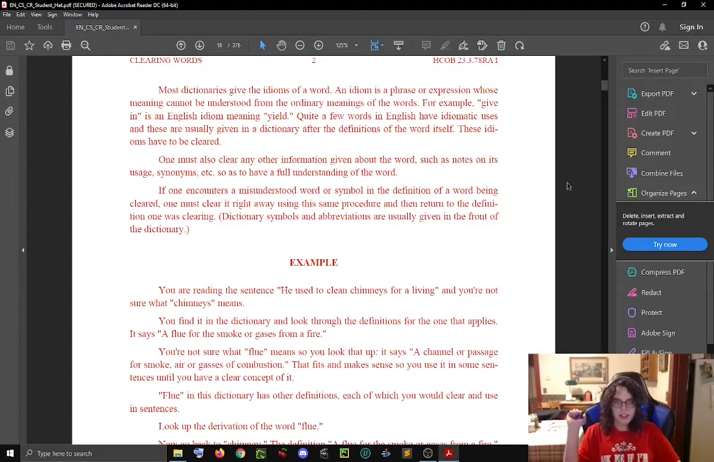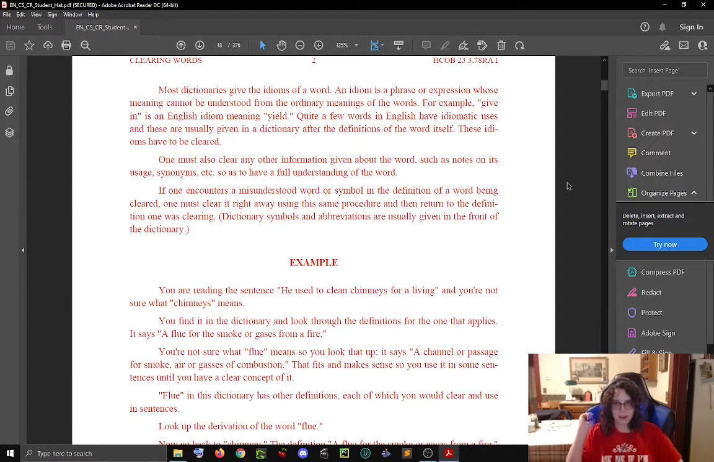Most dictionaries give the idioms of a word. An idiom is a phrase or expression whose meaning cannot be understood from the ordinary meanings of the words. For example, give in is an English idiom meaning yield. Quite a few words in English have idiomatic uses, and these are usually given in a dictionary after the definitions of the word itself. These idioms have to be cleared. One must also clear any other information given about the word, such as notes on its usage, synonyms, etc., so as to have a full understanding of the word.